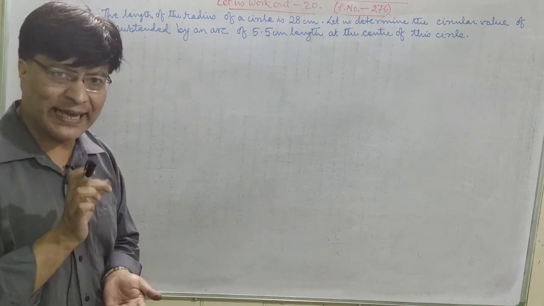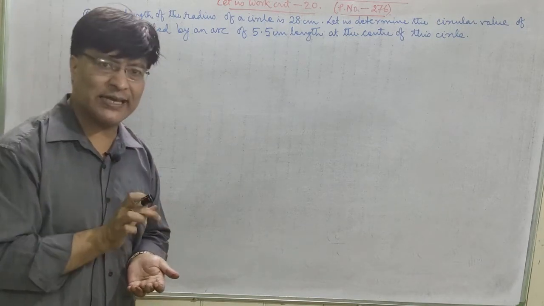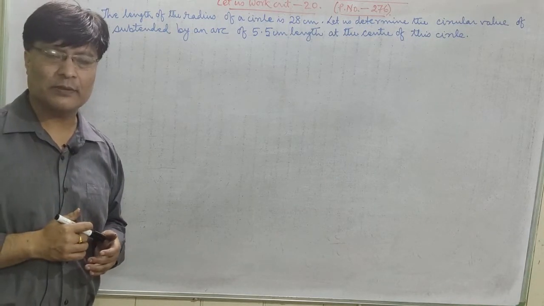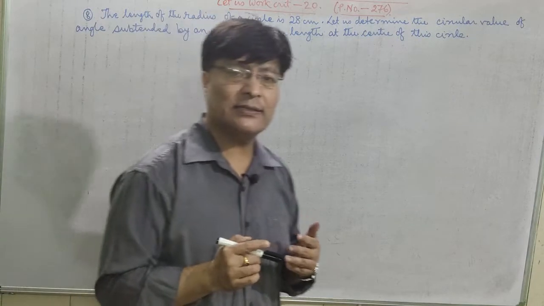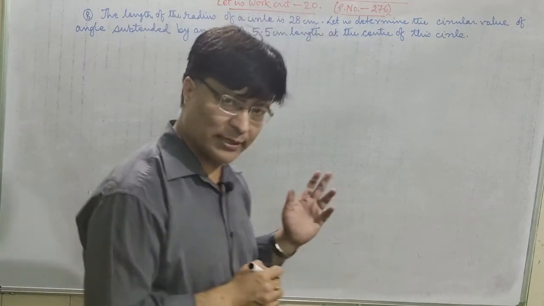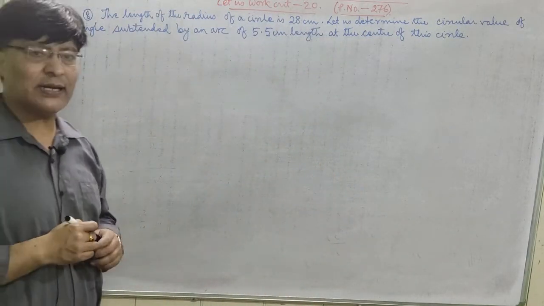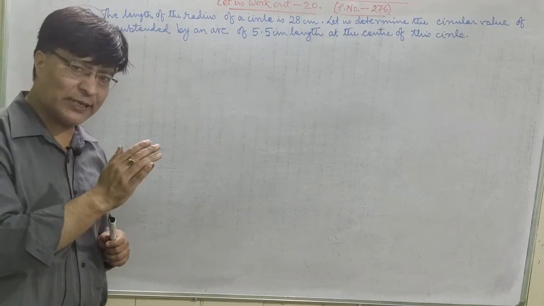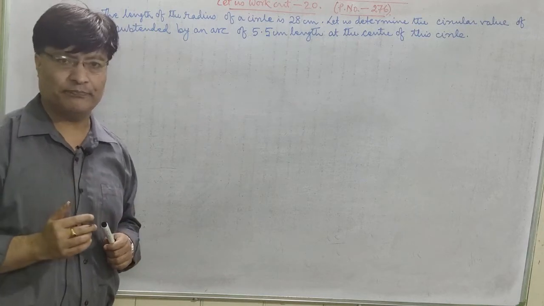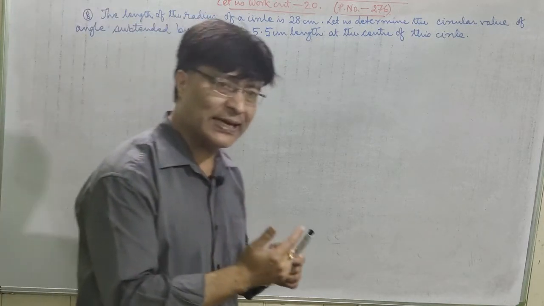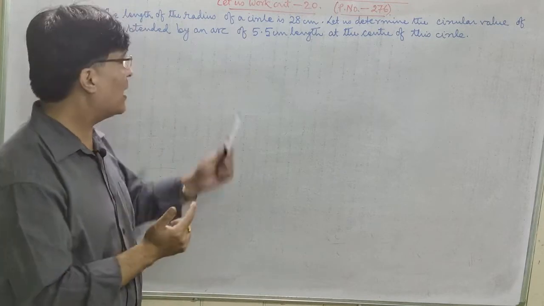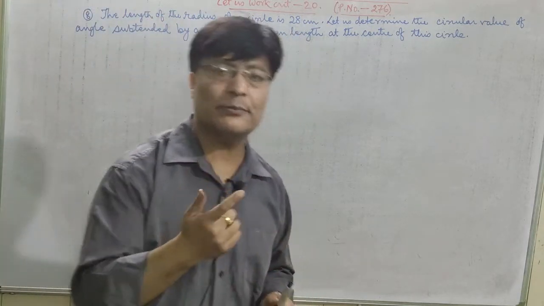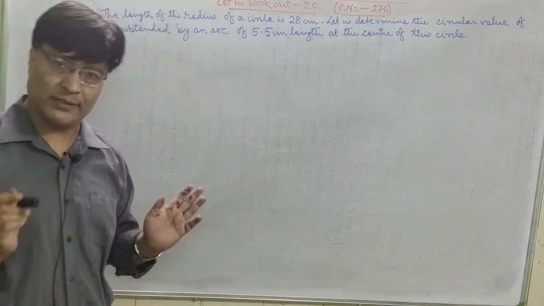You have to find out that angle subtended at the center in terms of circular measure. Is that clear? In the question it is given that the radius of the circle is 28 centimeter and there is an arc of length 5.5 centimeter and it subtends an angle at the center of the circle. So you have to find out that angle subtended by the arc of length 5.5 centimeter at the center in terms of circular measure. Is that clear?